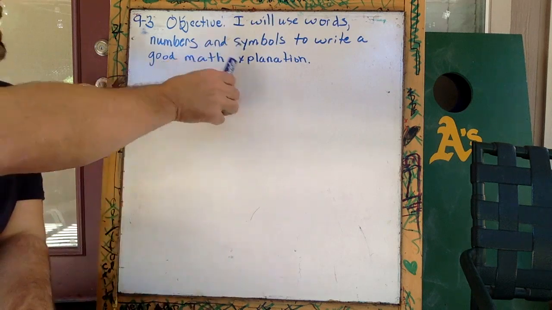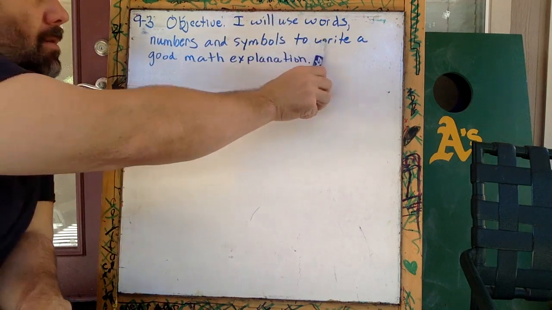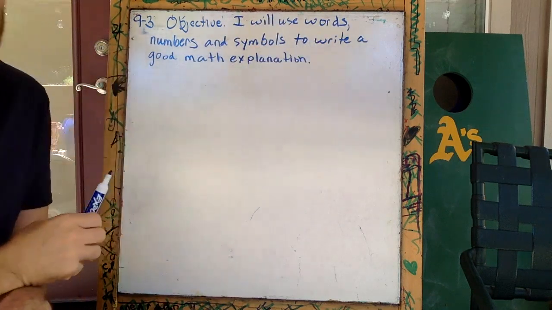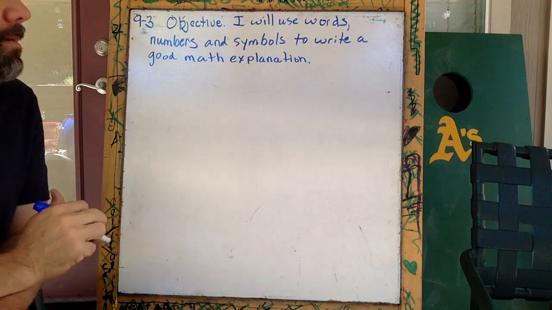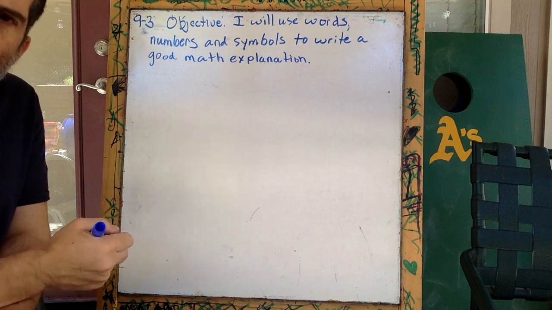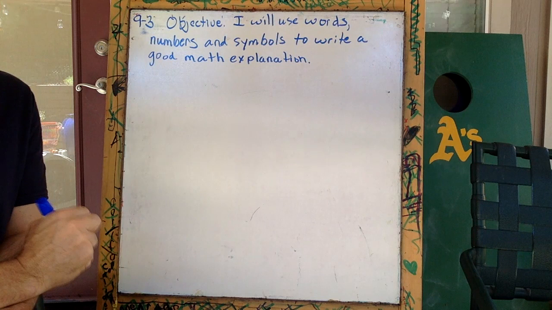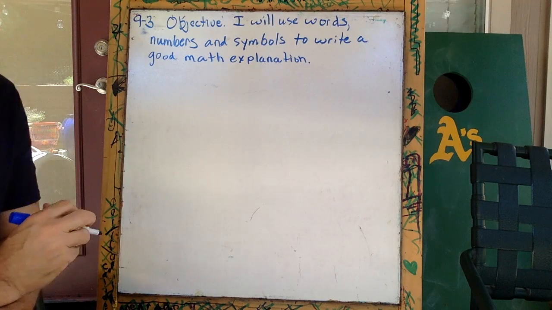The objective today is: I will use words, numbers, and symbols to write a good math explanation. Part of being a good mathematician is being able to write and answer math questions using words, pictures, and symbols. That just shows a good understanding of math concepts. So we're going to take a look at that today using the idea of fractions.